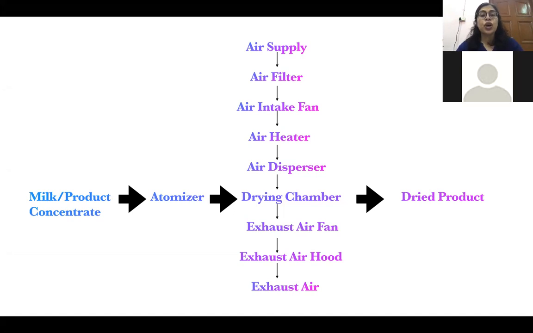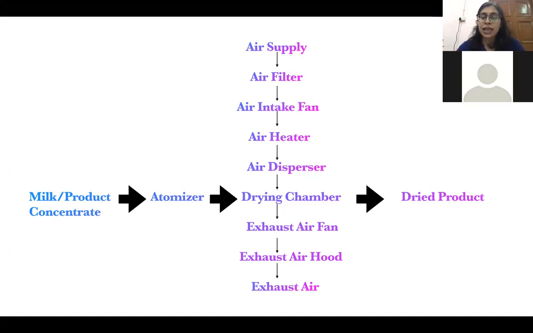First of all, we will revise the steps which need to be followed during a spray drying technique. There are two parallel steps which happen: one is the air supply, and another is the concentrated feeding of milk in the drying chamber. First we'll start with the air supply.